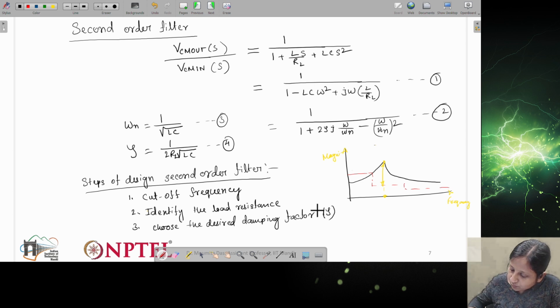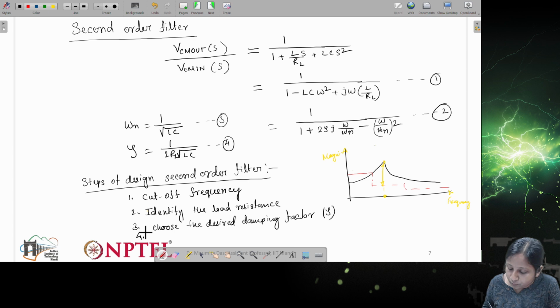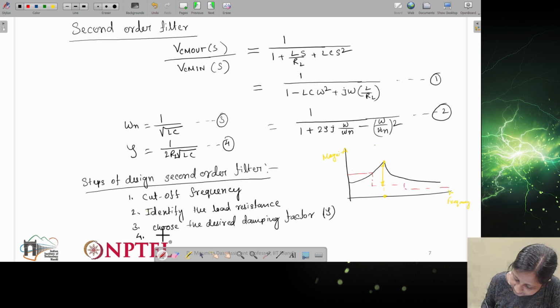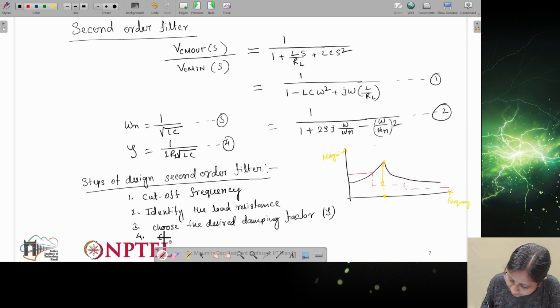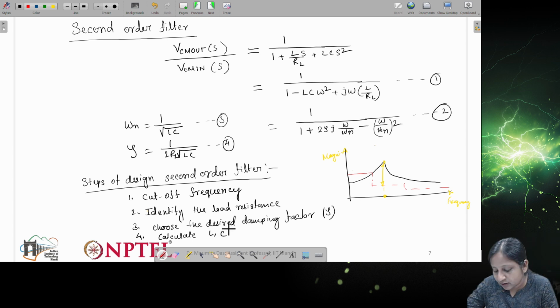Then after that, once we have this, we can calculate the required components. What are the components? L and C. So from 3 and 4, we have the cutoff frequency, that is 3, and the damping factor we are selecting, that is 4, and we have identified the load resistance which is required in 4. So from this we can calculate L and C, or the required components for the filter.